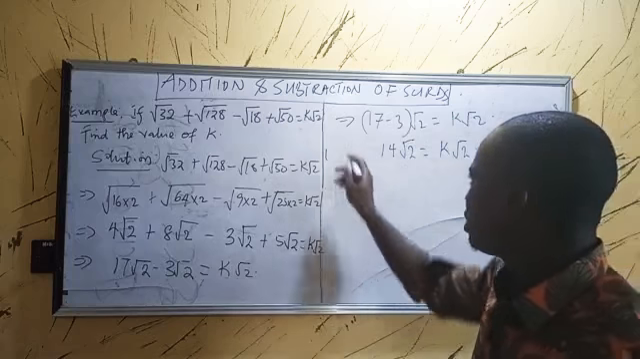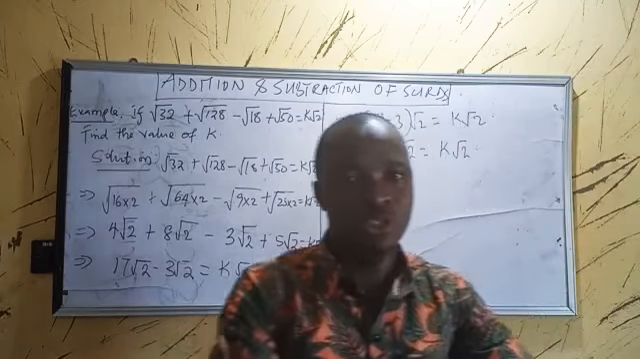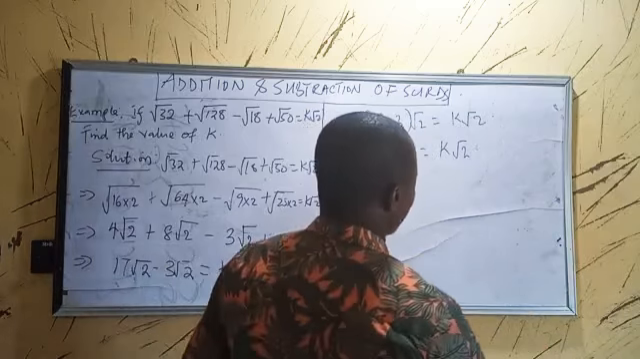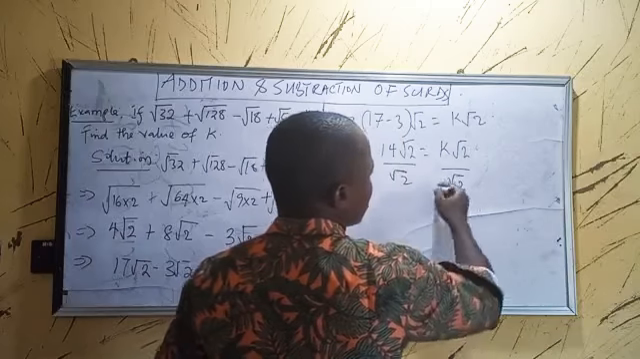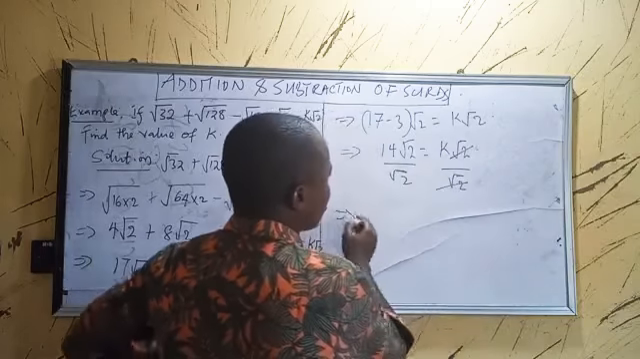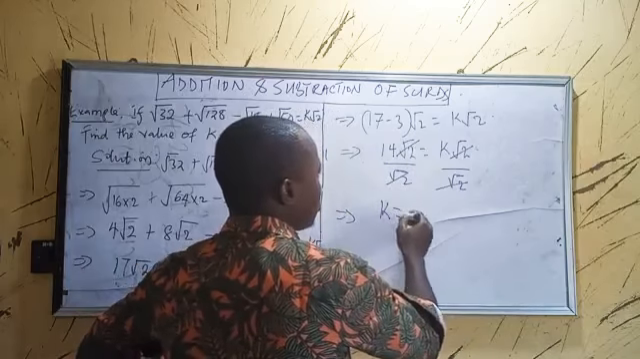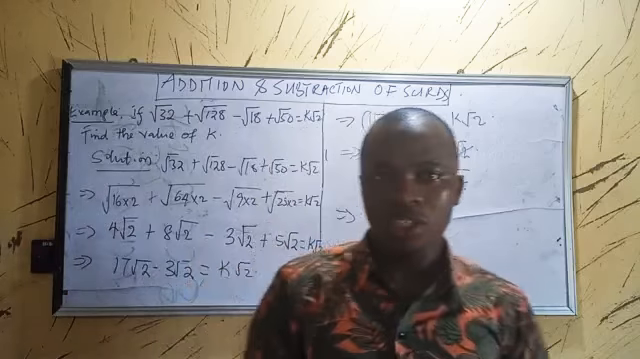Now we need to get the value of k. It means you just divide through by root 2. So divide through by root 2. We cancel this one, and this one also we cancel. So we have k to be 14. Therefore, the value of k is 14.